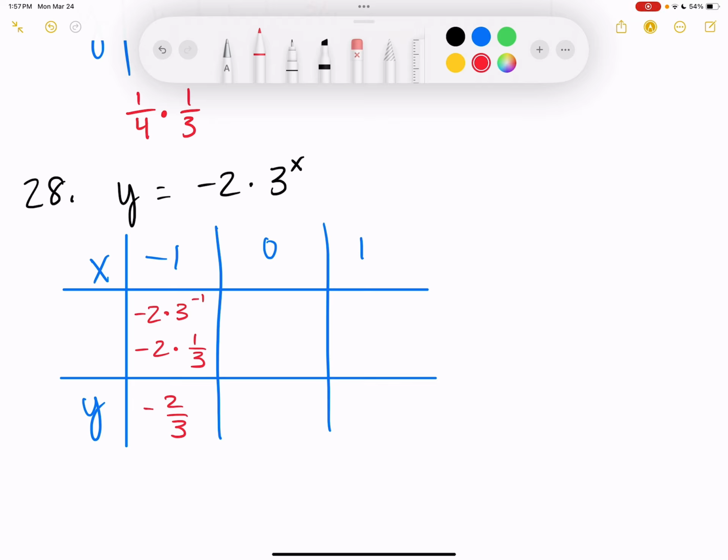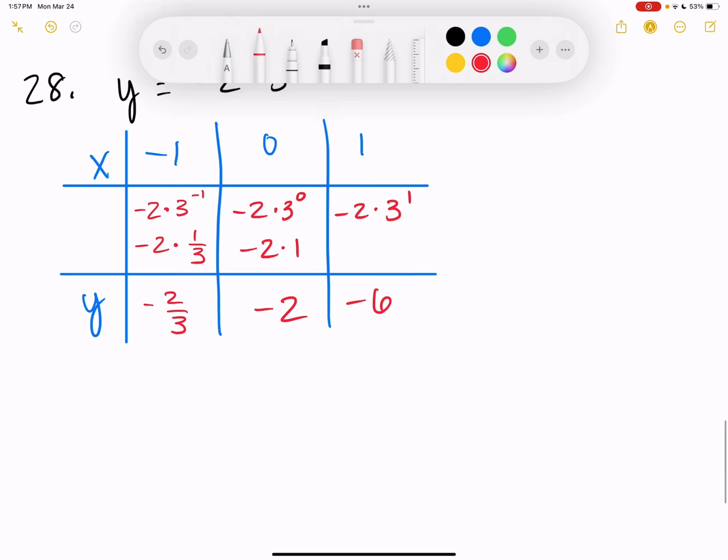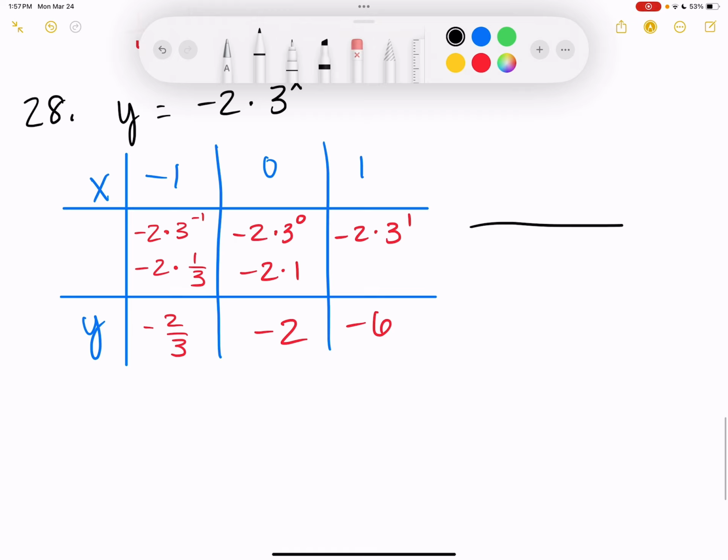With 0, I would have negative 2 times 3 to the 0. Negative 2. Yep, so negative 2 times 1 is just negative 2. And then negative 2 times 3 to the 1 is? Negative 6. What's different about the answers to this one? They're all negative. So where does that mean my graph is? On the bottom side. So instead of putting all the stuff on the top this time, it's going to be on the bottom. So I need to go down instead.